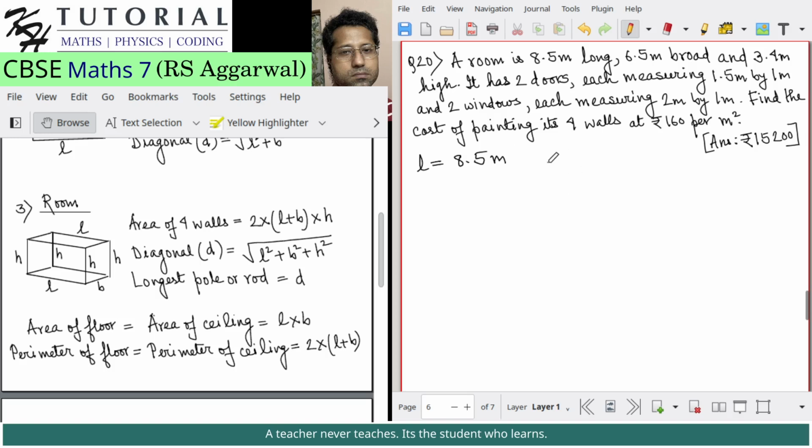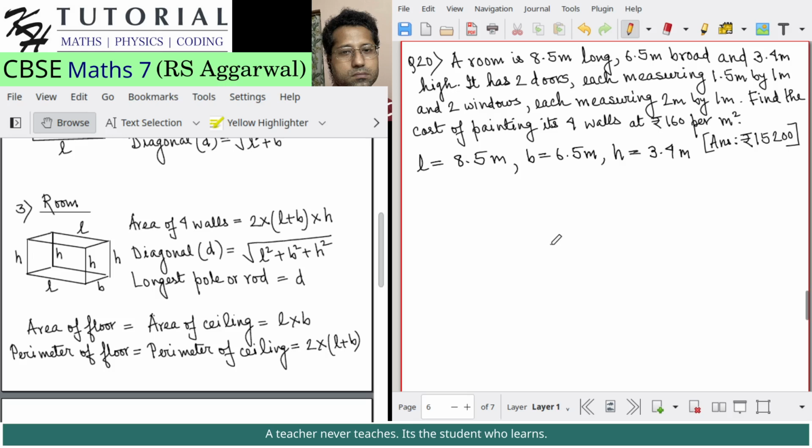Okay, and breadth is given to be 6.5 meter, and height is given to be 3.4 meter. It has two doors, each measuring 1.5 meter by 1 meter, and two windows, each measuring 2 meter by 1 meter. Find the cost of painting its four walls at rupees 160 per meter square.